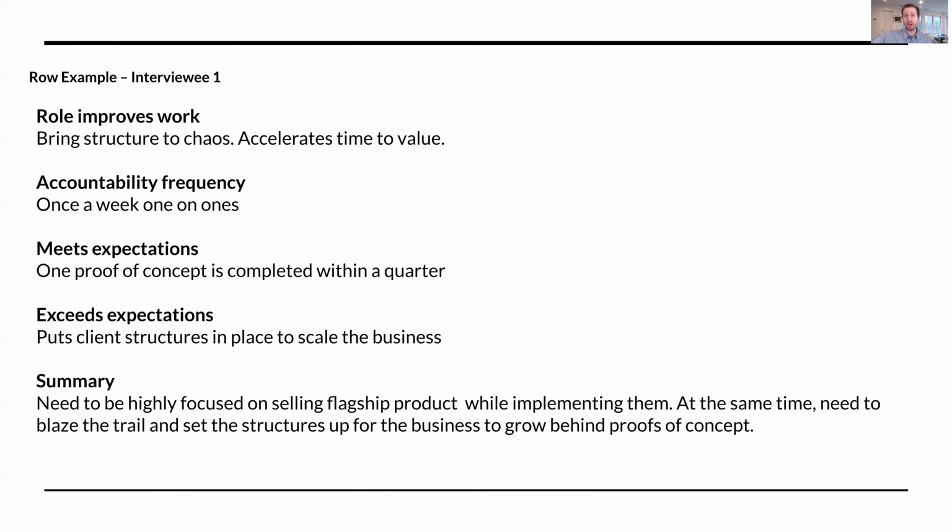So I'm summarizing the row. I go through all these points, and how would I summarize this? So need to be highly focused on selling a flagship product while implementing that flagship product or products. And at the same time, need to blaze that trail and set up structures for the business as these proofs of concepts are being executed in the marketplace.